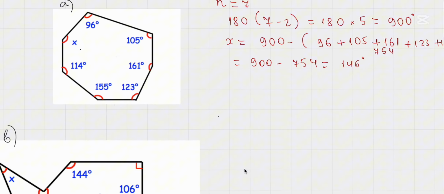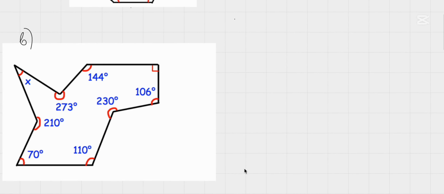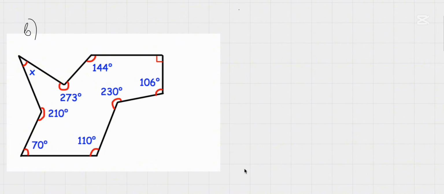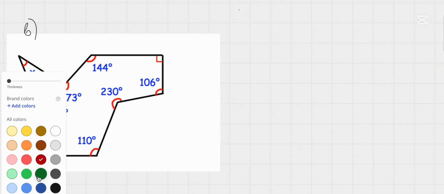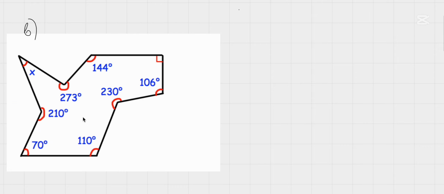Now let's consider second example. If you want, you can pause the video and just find x by yourself and then check your answer. But now let's solve it together. First of all, again, interior angle is question. We should find what is angle sum. So 1, 2, 3, 4, 5, 6, 7, 8, 9. We have 9 sides. So in order to find interior angle sum, we should do 180 times 9 minus 2.